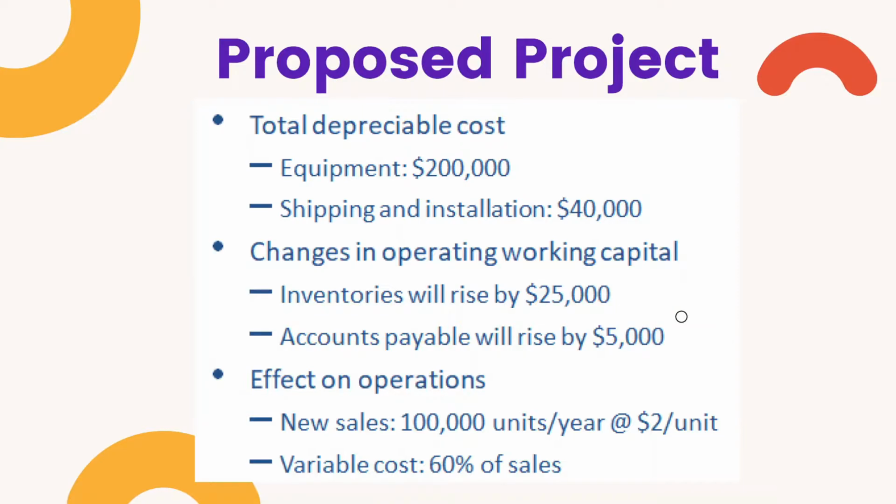The management forecasts that this new machine will generate sales of 100,000 units per year. The selling price of the products will be $2 each. The expected revenues earned will be equal to $200,000 per year. Associated with an increase in sales, there will be production costs and some selling and general administrative expenses that vary with sales. These are called variable costs. It's expected to be equal to 60% of sales.